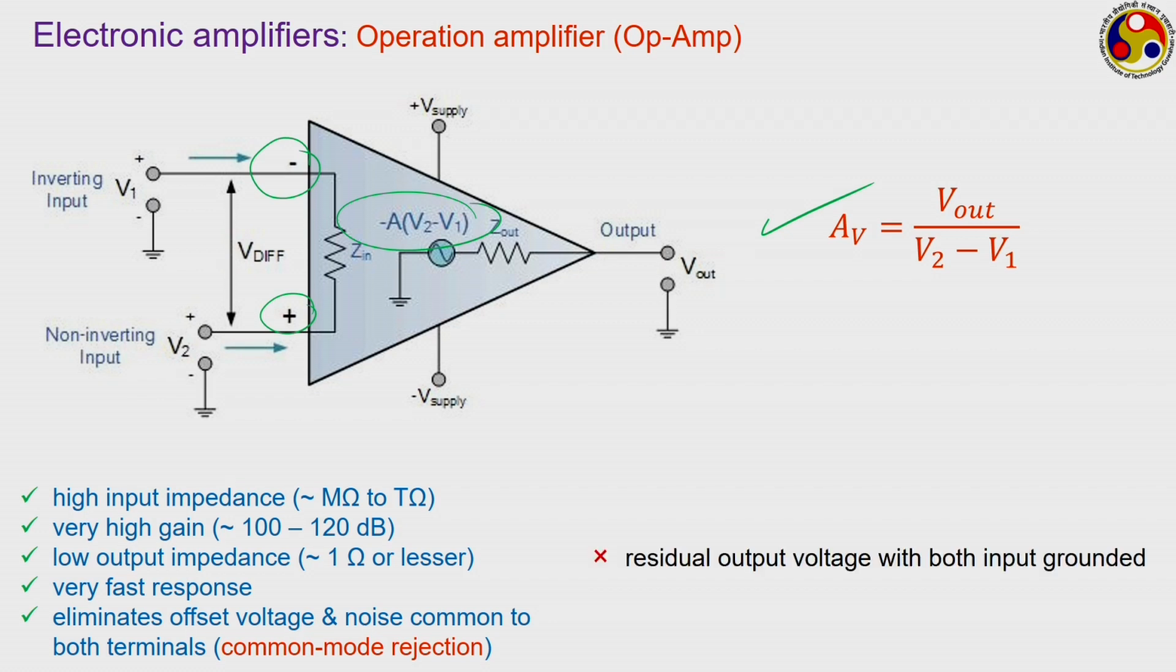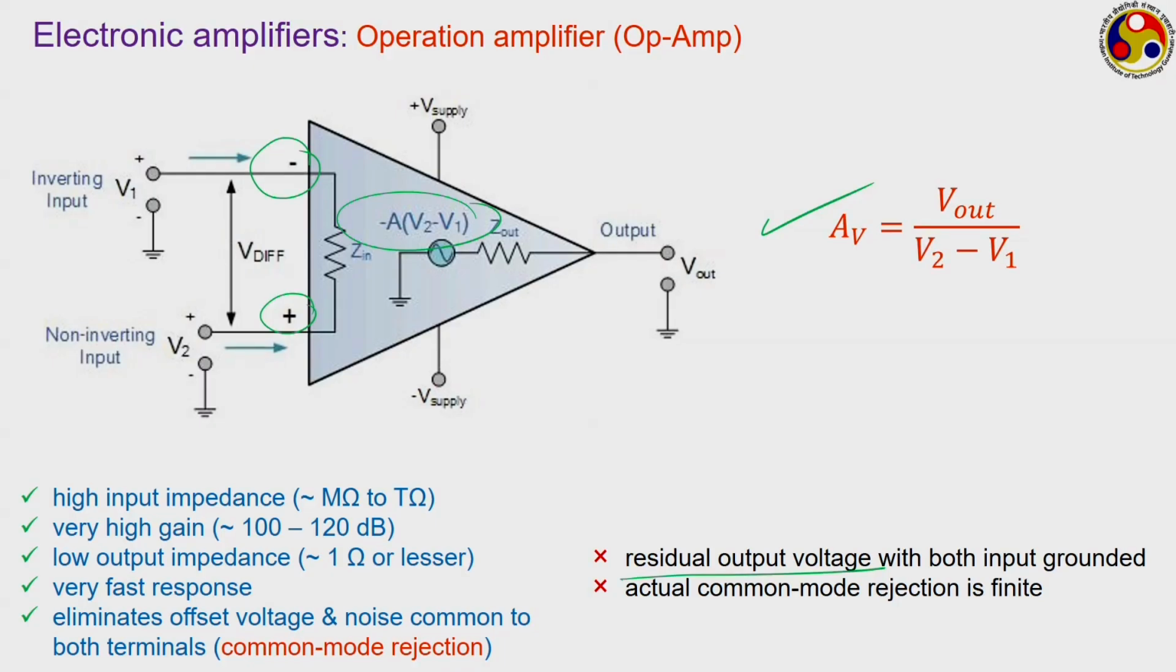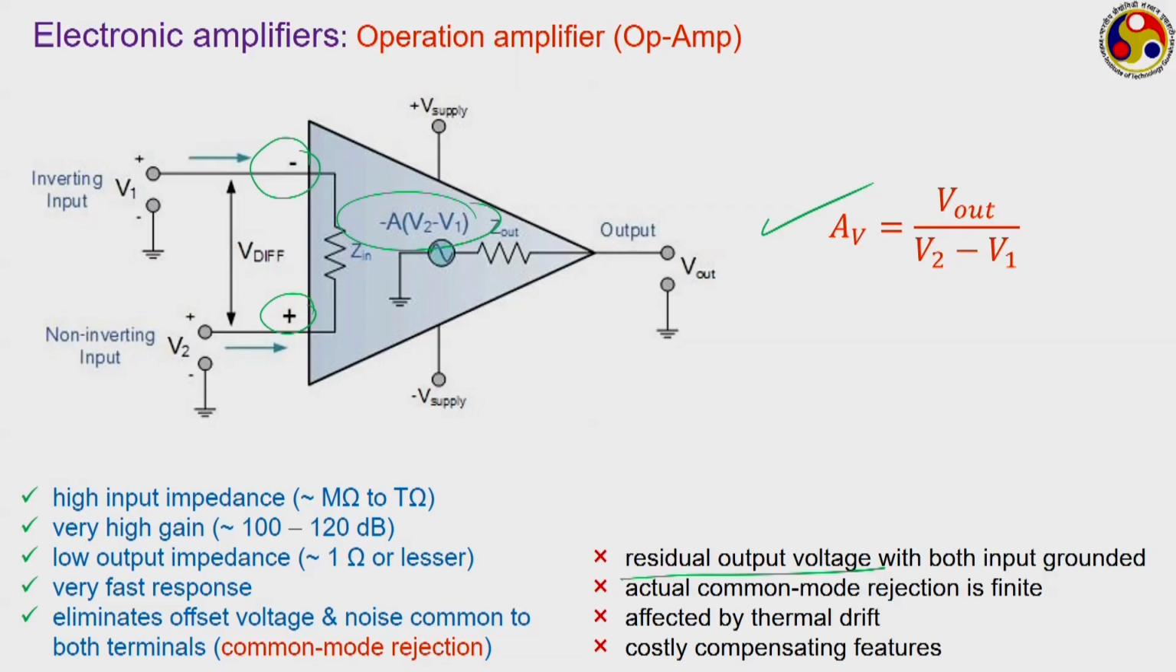However, there are a few disadvantages also, like residual output voltage. When both the inputs are grounded, it can still give you some output voltage, which is known as the residual output voltage, which requires some processing or modifications in the design, so that we can get purely 0 output with 0 inputs. Actual common mode rejection can be finite, and there can be errors introduced under certain situations, affected by thermal drift, because each of the components inside the amplifier is affected by the change in temperature, and therefore there can be a strong effect of temperature change on the final gain. And if we use any compensating device, to compensate for the thermal drift, the residual output voltage or common mode rejection, the cost keeps on increasing very rapidly.